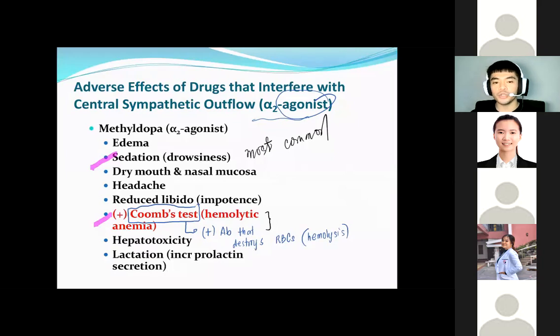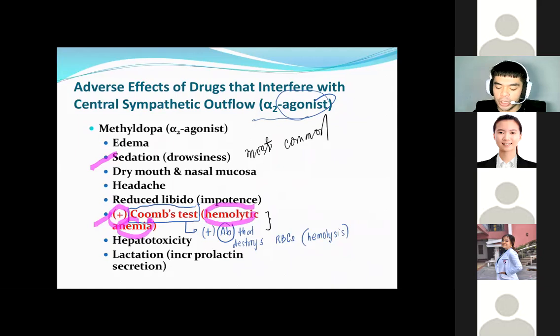Now, relating to methyl dopa, ang methyl dopa ay may kakayahang mag-produce ng antibody na ito. Okay? Antibody na nagde-destroy or nag-hemolyze ng red blood cells. Kaya noted na pag gumamit ng methyl dopa, maaari siyang mag-induce ng positive result sa Coombs test. So pag nag-positive sa Coombs test ang pasyente, ano ang conclusion ng doktor? Ang conclusion ng doktor is posibleng merong hemolytic anemia ang pasyente.